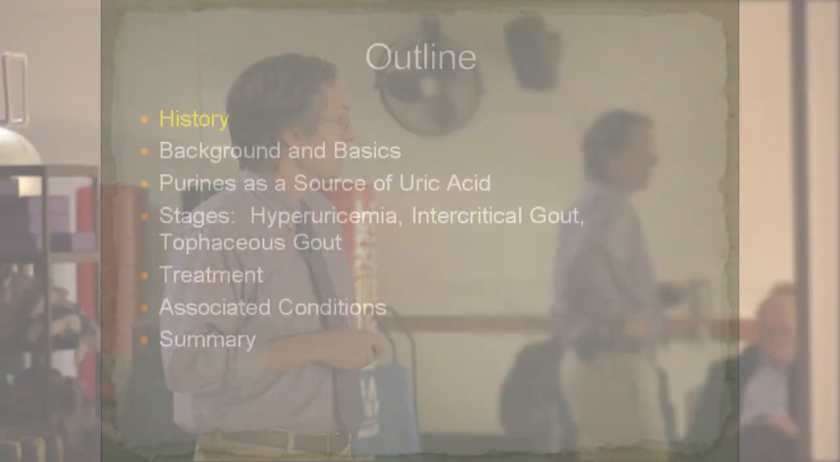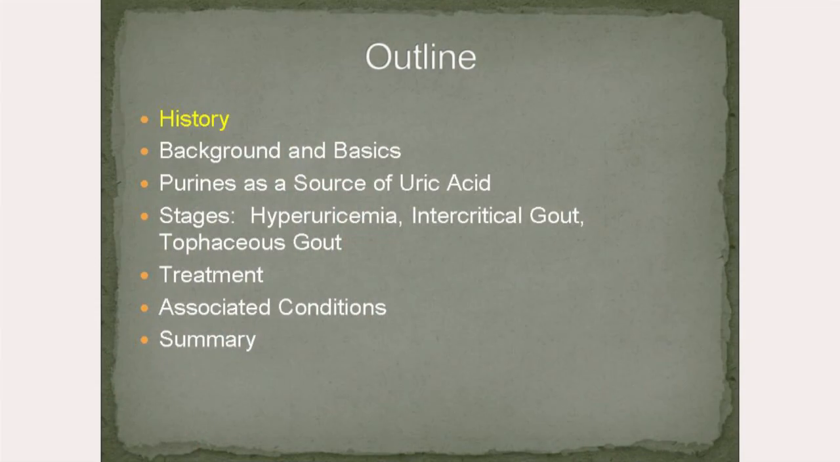So I'm just going to give you a brief outline here. I'll talk a little bit about the history of gout, some of the background and basics. Gout is really a condition that is involved with the byproducts of purine metabolism, which are things that are found in food as well as produced by the body itself. I'll talk a little bit about the stages of gout, treatment, some of the conditions that are associated with it, and then I'll briefly summarize for you what we've talked about.